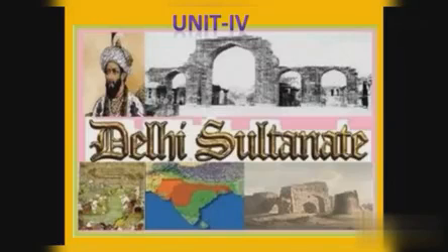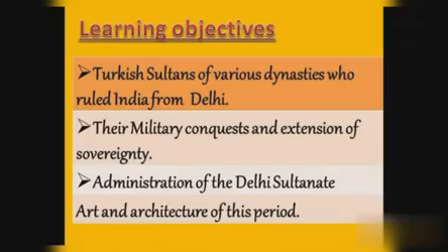We are going to see Unit 4, History part. The topic of this unit is the Delhi Sultanate. In this lesson, we will learn about the Turkish Sultans of various dynasties who ruled India from Delhi, their military conquests and extents of sovereignty, the administration of the Delhi Sultanate, and the art and architecture of this period.